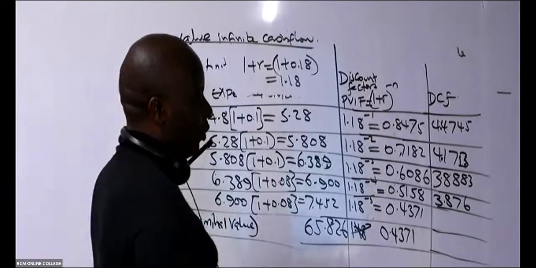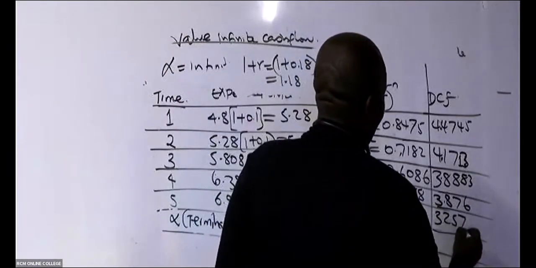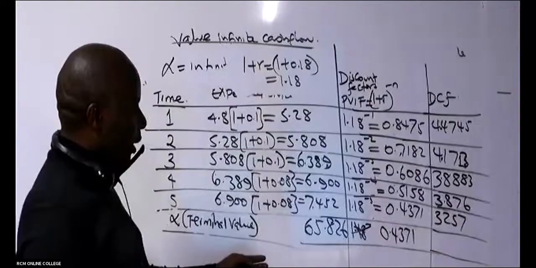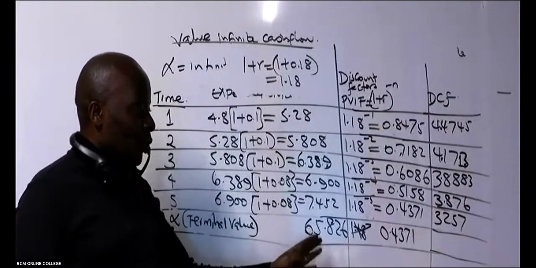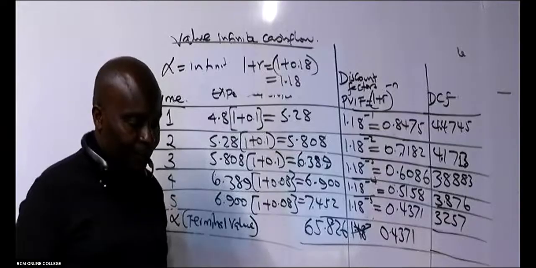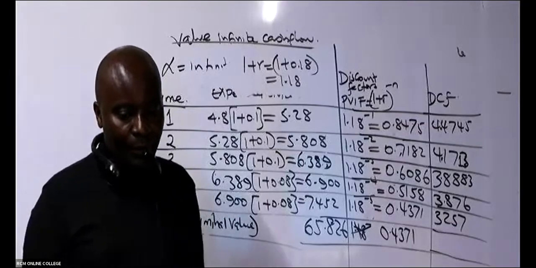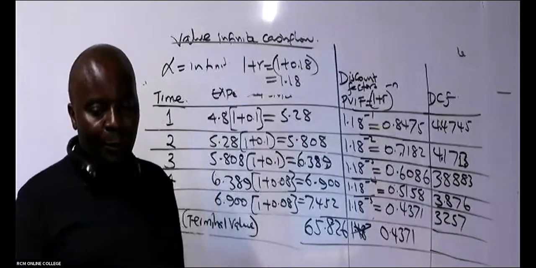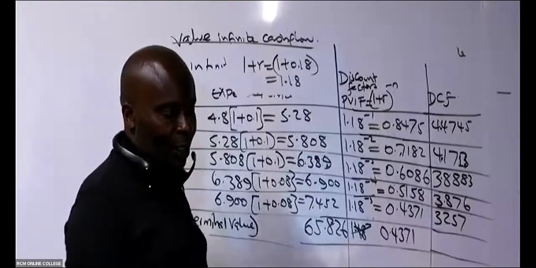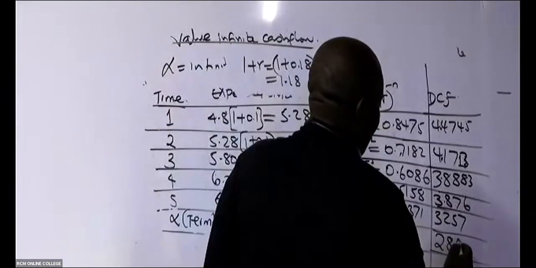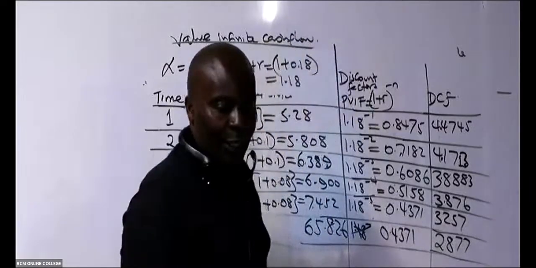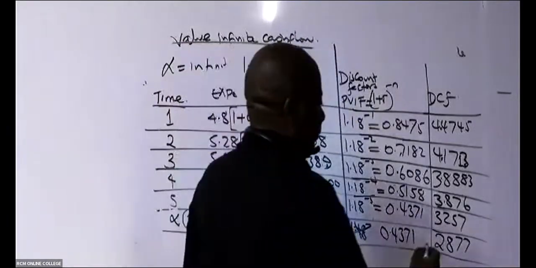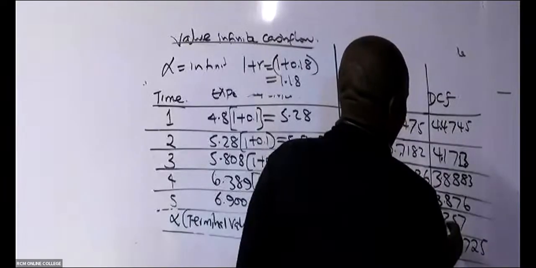32.57. Then move on to the next one. The next one, what do we have here? 65.826 times 0.4371. That gives 28.77, 28.7725. Decimal there.